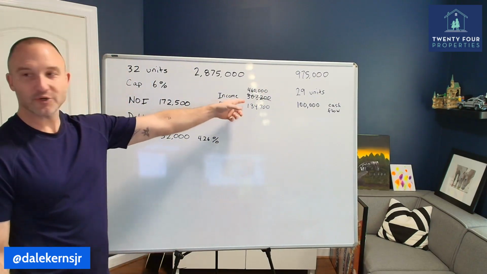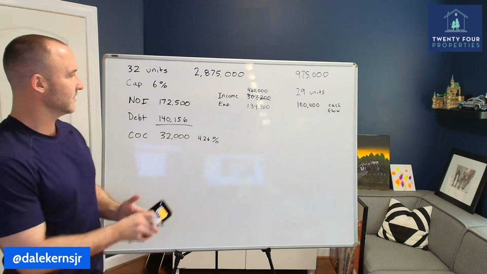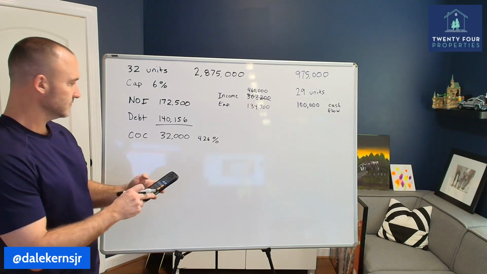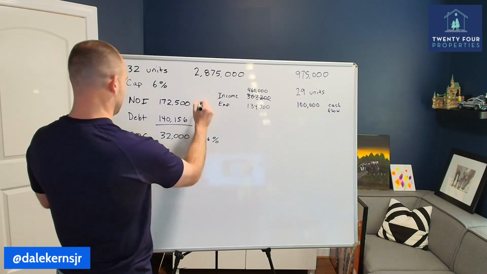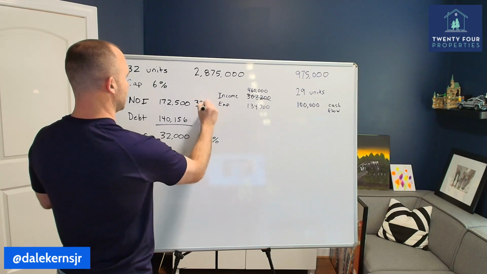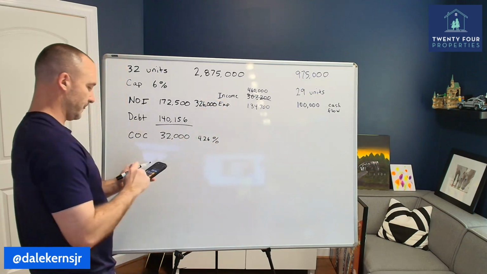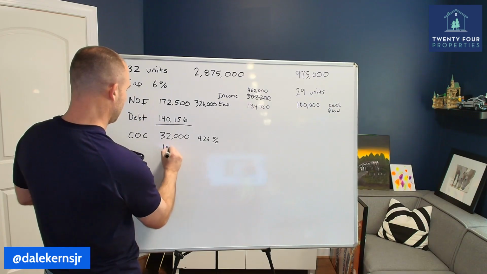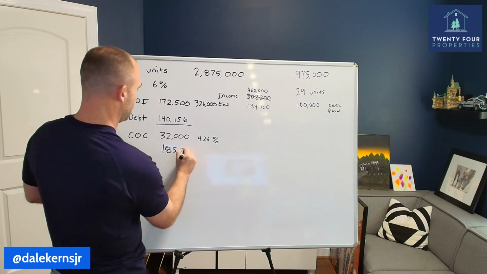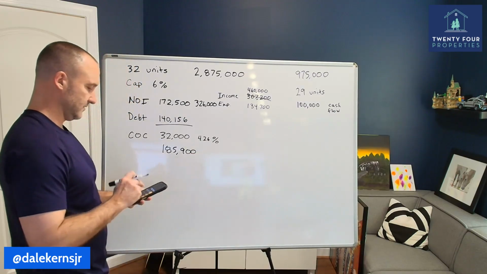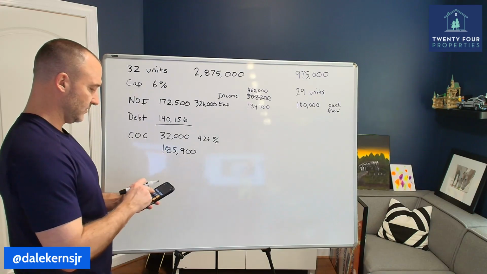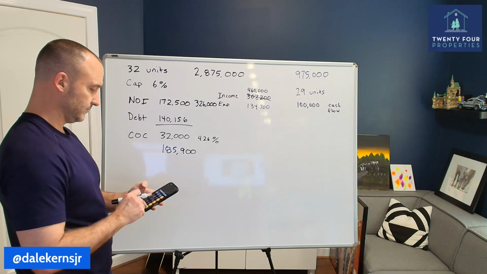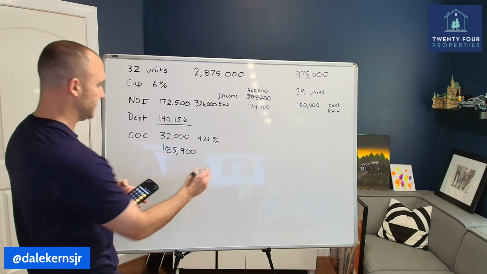Okay? It's $160,000 more of income, minus our expenses. Now our NOI increases to 326, minus our debt. This is 185,000 divided by 975. 19%.